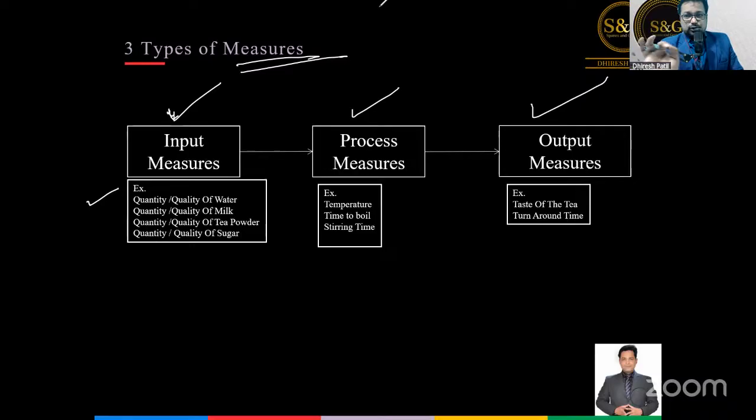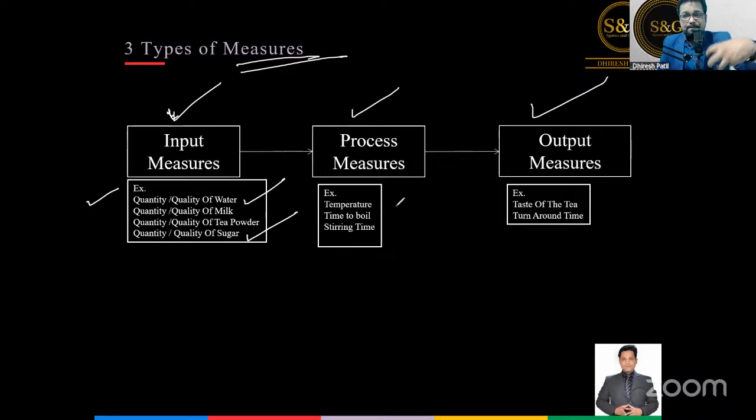Now let's do one thing. Everybody, in your own process, write down one input measure, one process measure, and one output measure. For example, let me give you this example. For the tea making process: quantity of sugar, quantity and quality of milk, quantity and quality of water. These are the input measures.